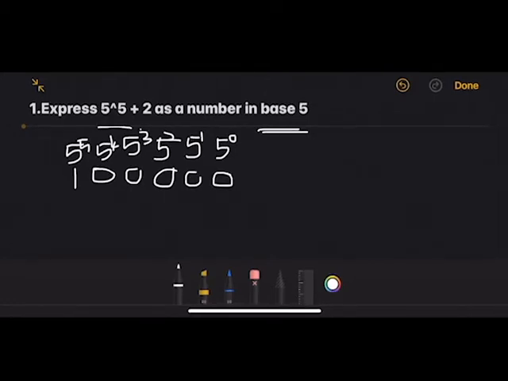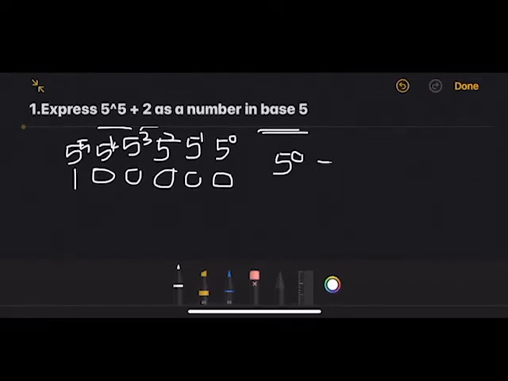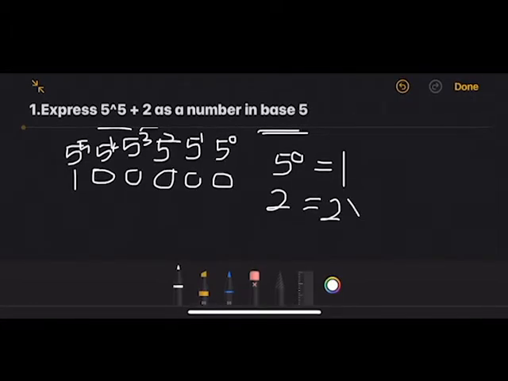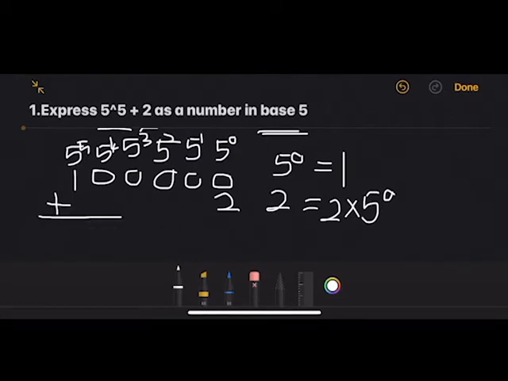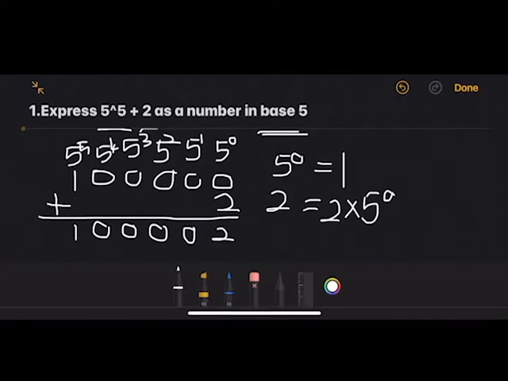And then we can see that we have 2 here. As we all know, 5 to the power 0 equals 1. So that means 2 is equal to 2 times 5 to the power 0. So we'll put a 2 here and we'll add this up. And the final answer will be 1, 0, 0, 0, 0, 2.